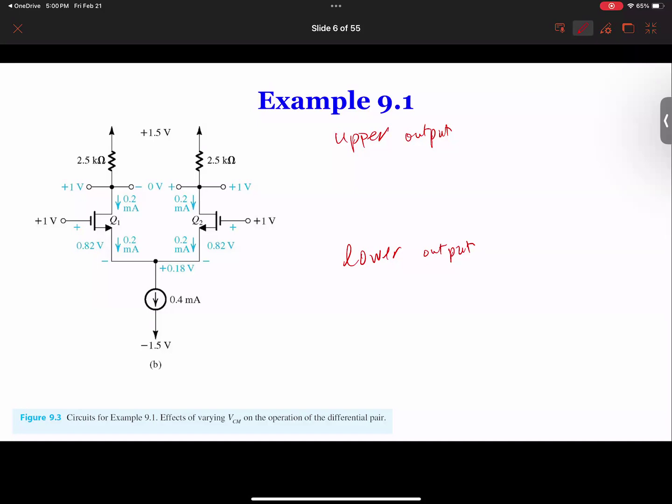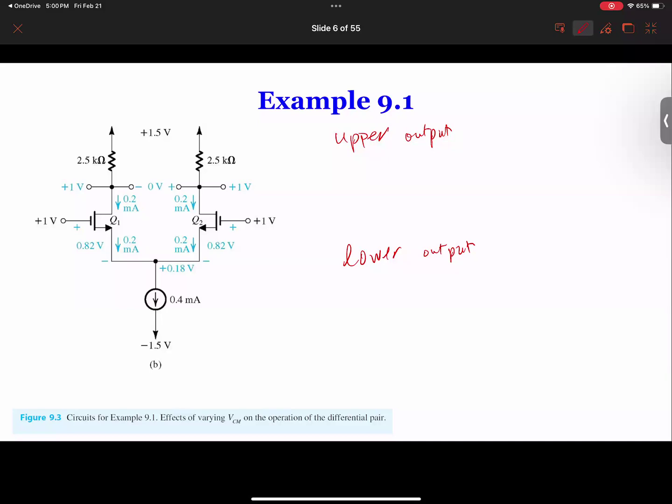That's why it shows you that when you increase this one, this will increase, and when you decrease that, that decreases. But if you decrease this too much, what happens? Let's say this goes to minus 1.5, what happens?